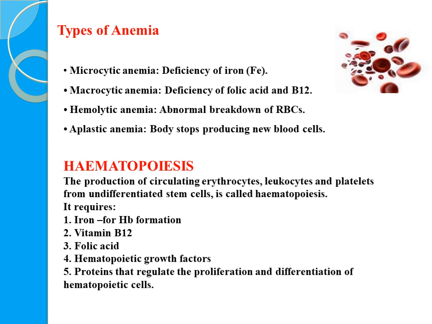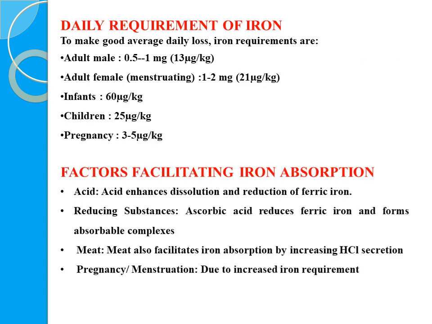Vitamin B12 and folic acid are needed for the absorption of iron in the body. Hematopoietic growth factors are also needed for the process of hematopoiesis. These are proteins that regulate the proliferation and differentiation of various red blood cells.